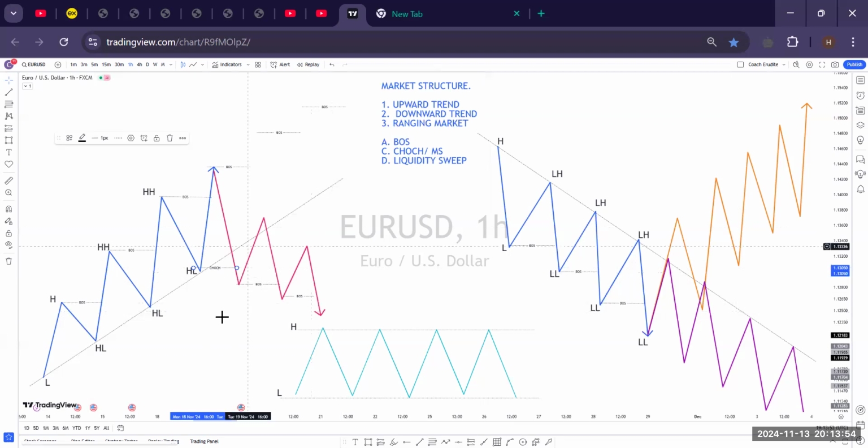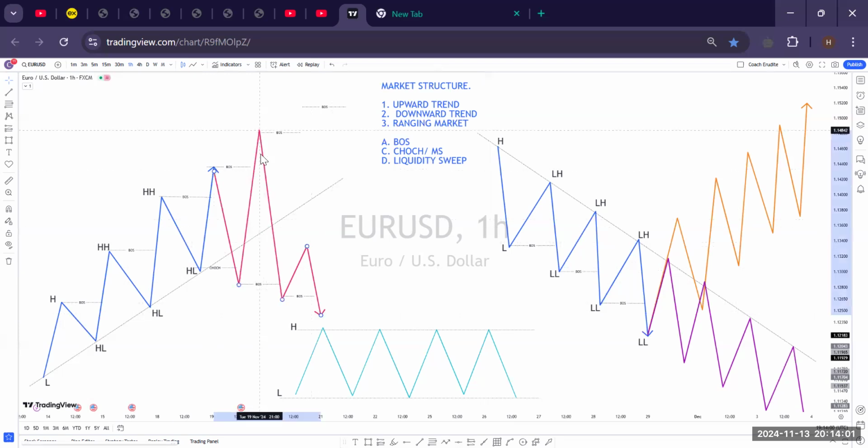Now, for you to validate that price has changed direction, price can do something like this and continue to break structure. But once price is unable to break your lower highs here and comes down, stops somewhere here, and comes down to break another structure, this is now confirmed a change of character and not a liquidity sweep. I'm still going to explain this. I hope you understand.